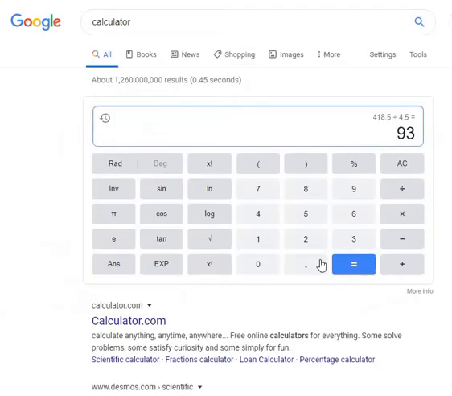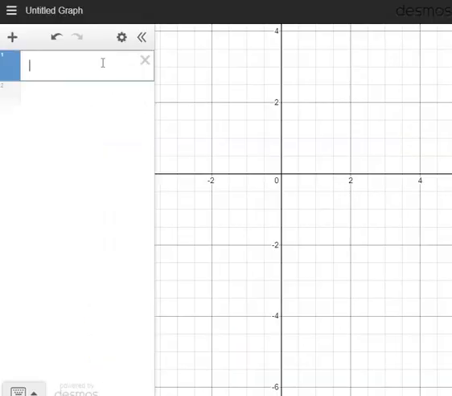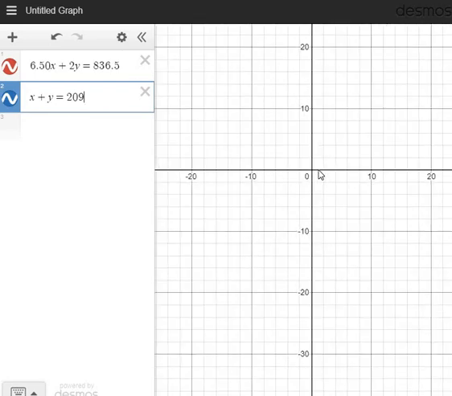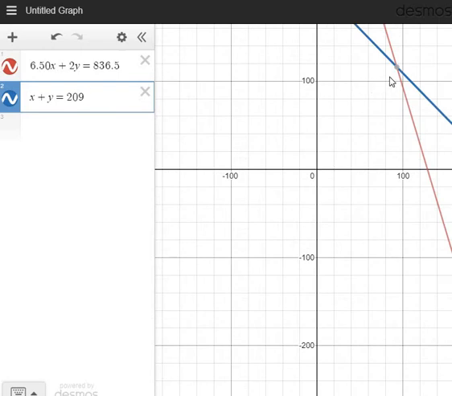Go to your graphing calculator and type both equations you obtained. We obtained 6.50 times x for salads plus 2y for drinks, equal to 836.5 as our first equation, and our second equation was x plus y equal to 209. You might not see it on your graph, so you're going to track your graph, or go to the table, or zoom in, zoom out. Okay, now we see the intersection. In the intersection, the x coordinate is your x variable and the y coordinate is your y variable. Since we were solving for the x variable, it's 93.